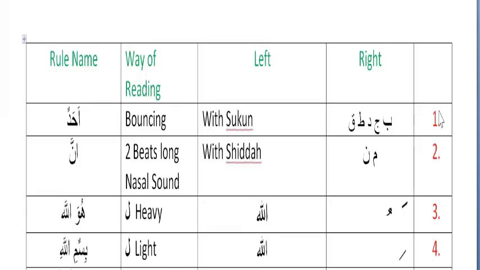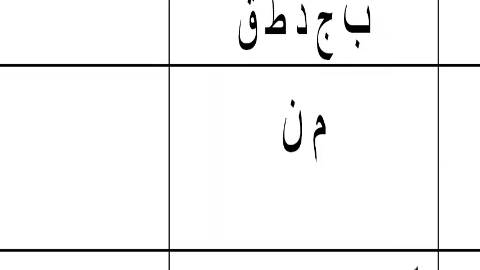Number 1, the letters Ba, Jim, Dal, Ta, Qaf. Can you say these 5 letters? Yes. Say them. Ba, Jim, Dal, Ta, Qaf.